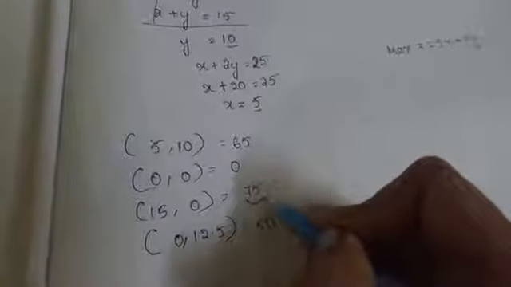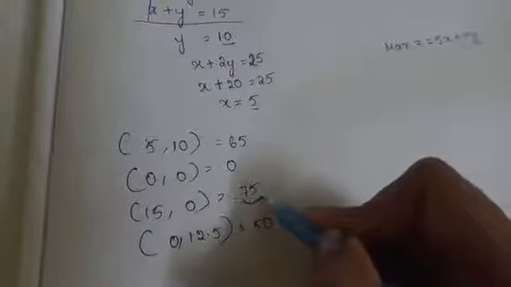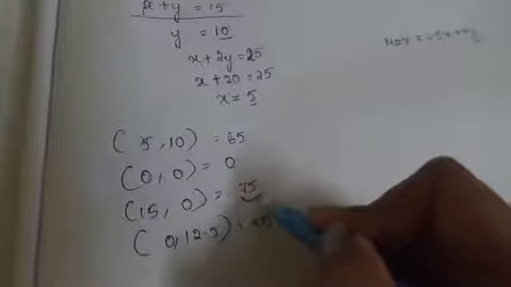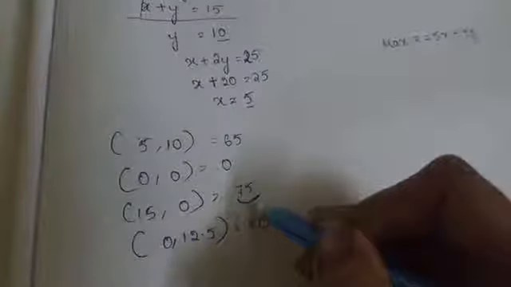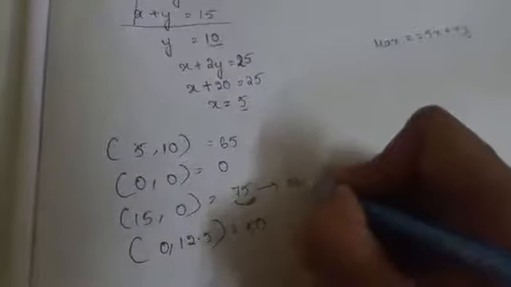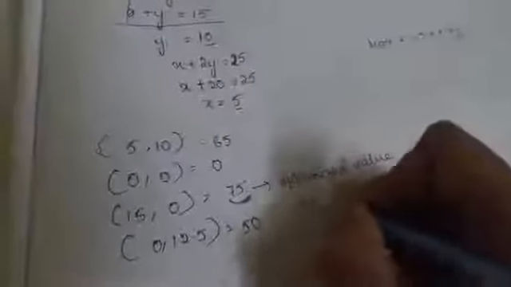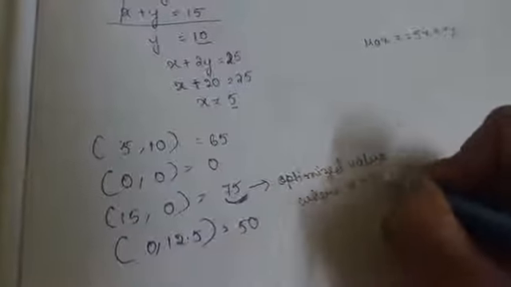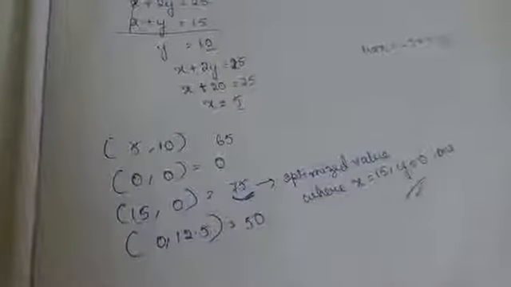Now the optimized value will be the highest one. Why highest one? Because I am finding max. If the question would have been in minimization, then the optimized value would have been the least value among the 4. Okay, but in this case, since this is a maximized one, so 75 is known as the optimized value, where x is equal to 15, y is equal to 0, this one. So this is the ultimate answer. Thank you for watching. Bye.